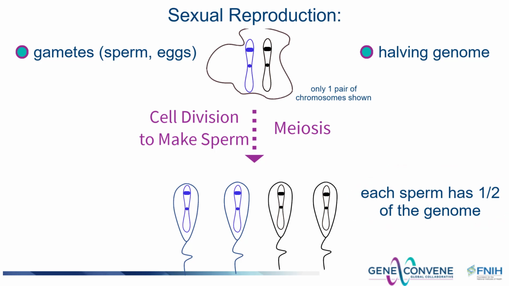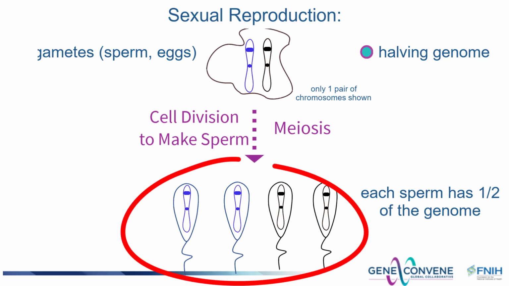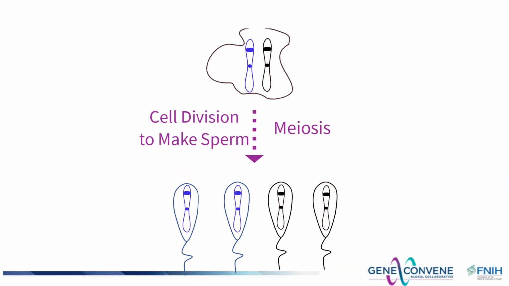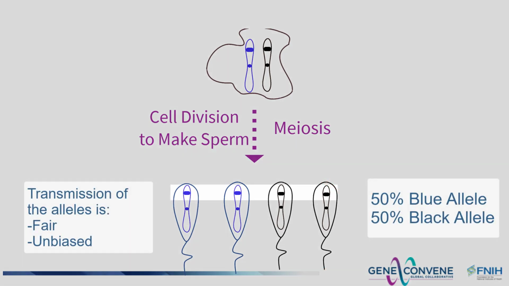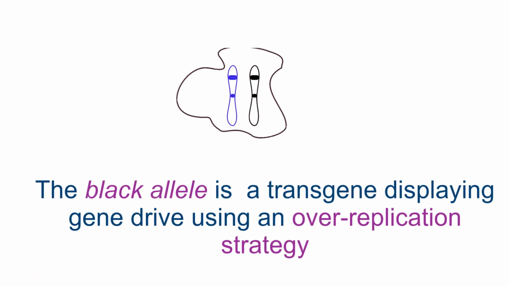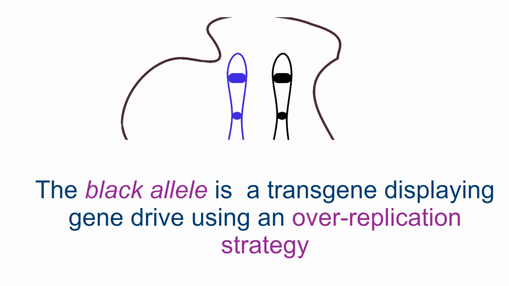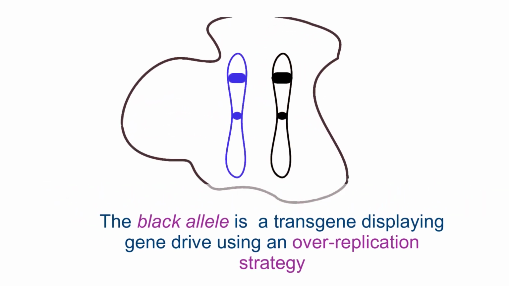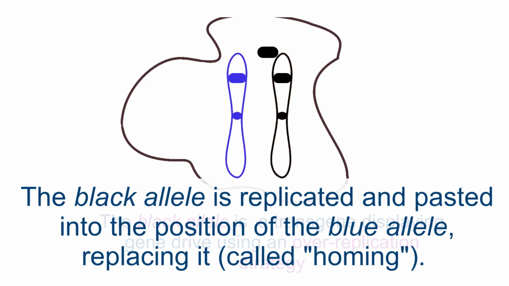The halving process occurs during a special cell division that leads to 4 gametes, in this case, sperm. The black allele in this case has no transmission advantage and has the same chance of ending up in a sperm cell as the blue allele. But now consider a black allele that displays drive and achieves that advantage by over-replicating. The black allele can make a copy of itself, and the copy is pasted into the position of the blue allele on the opposite chromosome, replacing it.